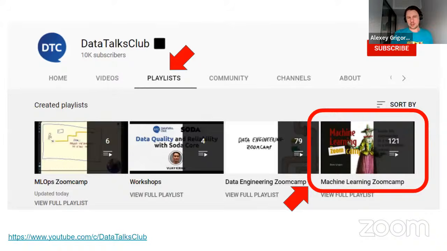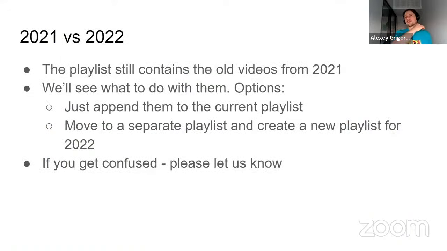I talked about the project here. I talked about the playlist, how you can find it. Maybe one thing: when you go to the playlist, you will see that there are videos from the previous iteration. We're still thinking about what to do with these videos, what's the best way to organize them. Maybe we will move them to a separate playlist so they are not distracting. Maybe we will keep them in the same playlist. It's not clear yet what the best way is, so that it's not confusing for you and also not a lot of work for us. Moving them to a separate playlist may make sense, but let's see.